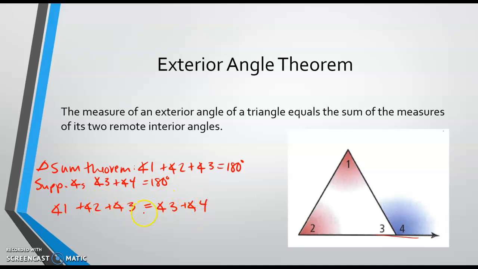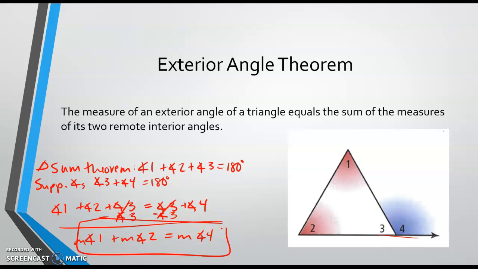And I have angle 3 on both sides, so if I subtract angle 3 from both sides, it goes away, leaving me with the measure of angle 1 plus the measure of angle 2 equals the measure of angle 4. So again, remote interior plus remote interior equals the exterior angle. So this is what you need to know. Inside plus inside equals outside, but those inside cannot be touching our exterior angle for this to work.